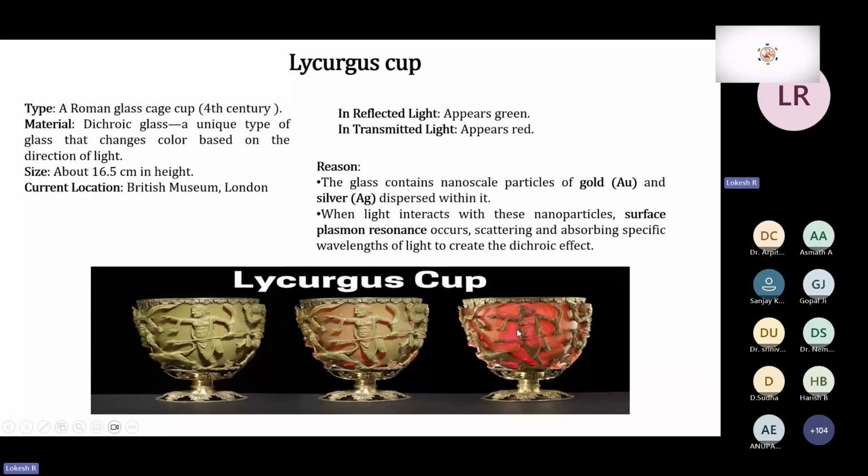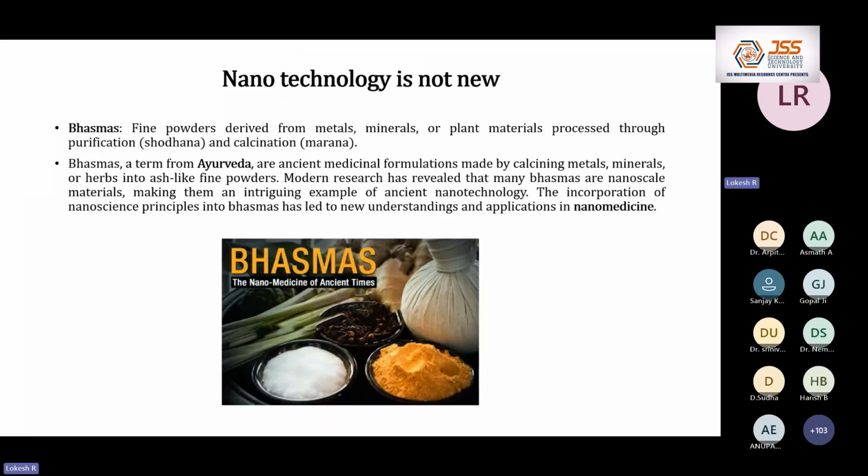This glass contains nanoscale particles of gold and silver. So when light interacts with these nanomaterials, surface plasmon resonance occurs, scattering and absorbing specific wavelengths of light to create the dichroic effect. Nanotechnology is not new to India too, because the bhasmas or the Ayurvedic medicines, which we are using from ancient days, are made of nanoparticles, which are used for therapeutic use.